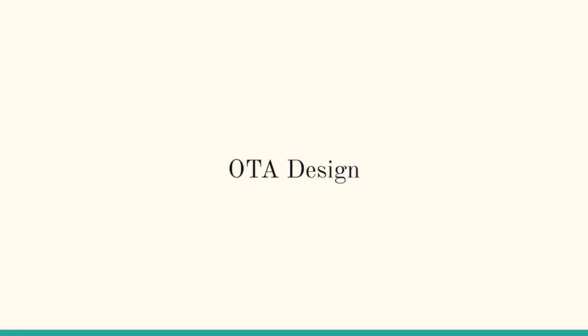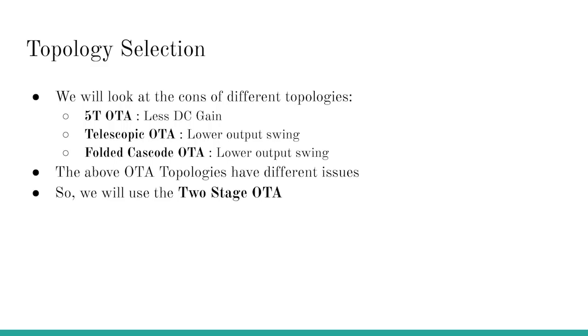Once the ideal pipeline simulations is completed, we will look into the OTA design. First, we need to select the topology of our OTA. There are 4 different topologies: the 5-transistor OTA, the telescopic OTA, the folded cascode OTA, and the 2-stage OTA. The first 3 options do not work out for our circuit because of the following reasons. The 5-transistor OTA has less DC gain, and the telescopic OTA and folded cascode OTA are not really good because they only allow for a lower output swing. So we will go ahead and use the 2-stage OTA in our circuit.